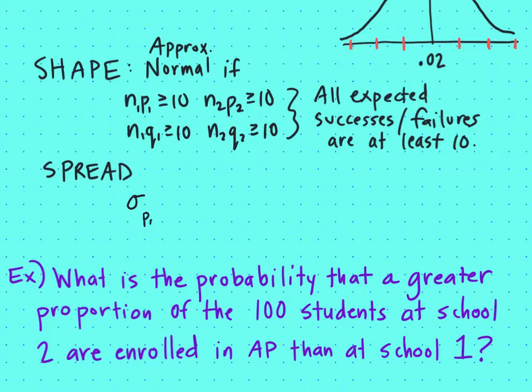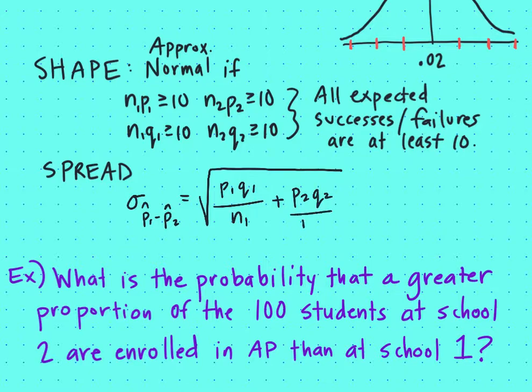Sigma P1 hat minus P2 hat. This is on your formula sheet, by the way, in your notes and on your AP exam. I'm just going to go right to the Q's on this one. So this would be P1 Q1 over N1 plus P2 Q2 over N2. All right, so this is PQ over N. Remember, this goes all the way back to the idea of variances add. We could derive this. That'd be another 5-10 minute video.